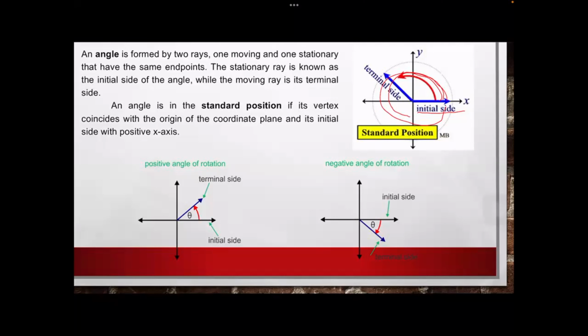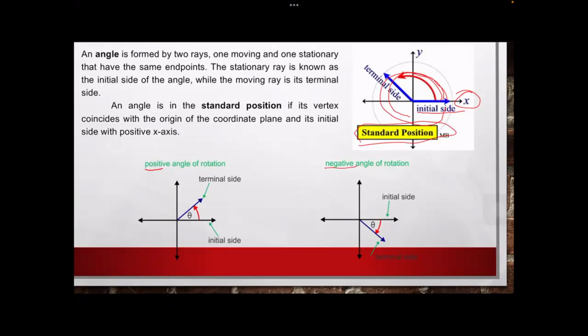So an angle is in a standard position if its vertex coincides with the origin of the coordinate plane and its initial side with the positive x-axis. Ito yung ating standard position, yung kanyang positive x-axis. Meron tayong two kinds of standard position, positive at saka negative.